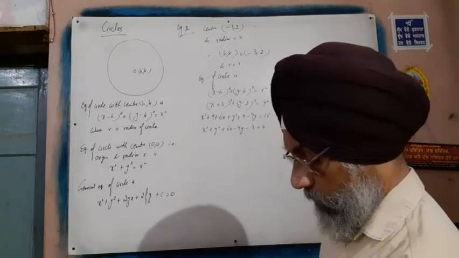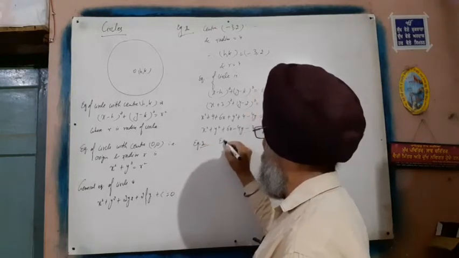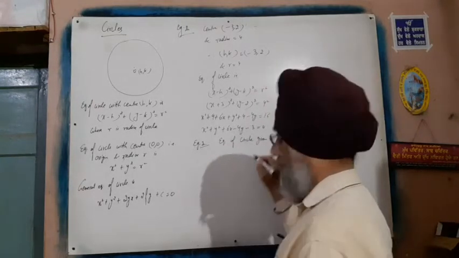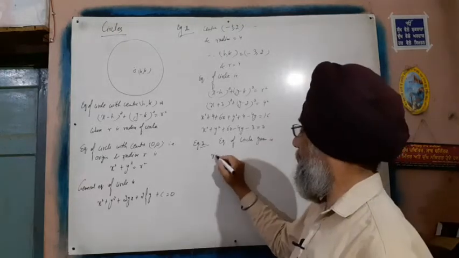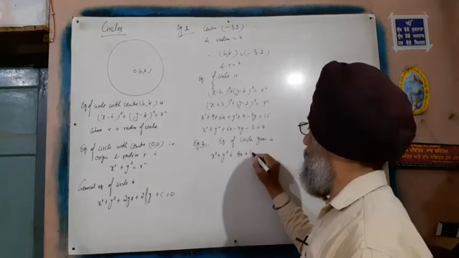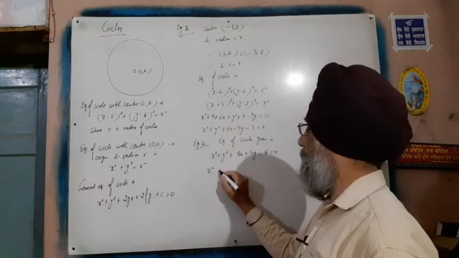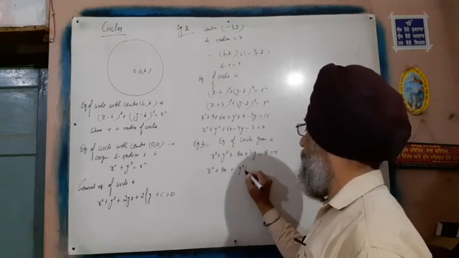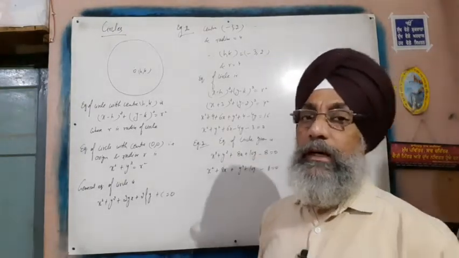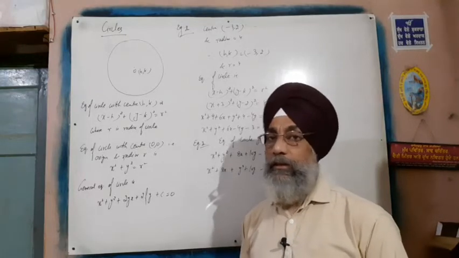See example 3 here. The equation of the circle given is x square plus y square plus 8x plus 10y minus 8 is equal to 0. That is, x square plus 8x, y square plus 10y minus 8 equals 0. We have to make the form of (x minus h) whole square plus (y minus k) whole square is equal to r square, so as to find the center and the radius of the circle.